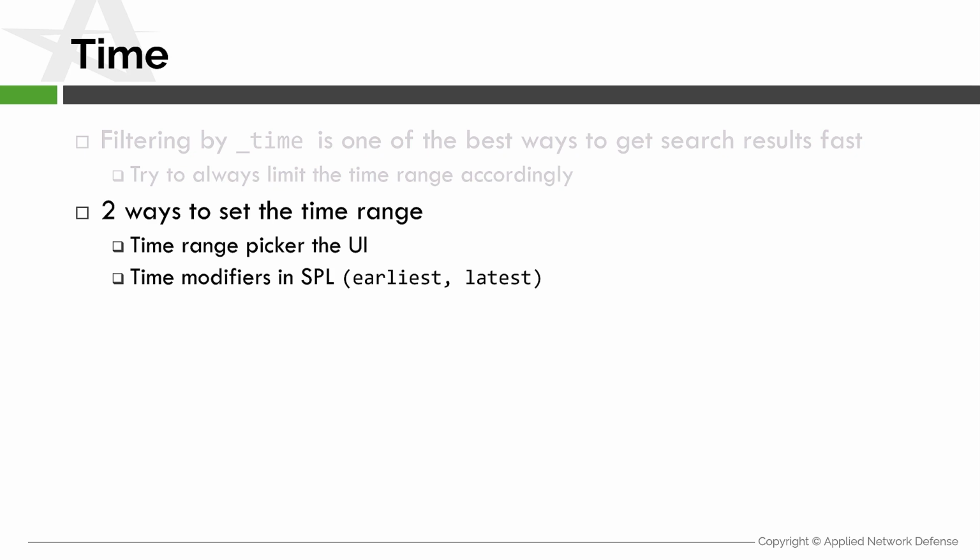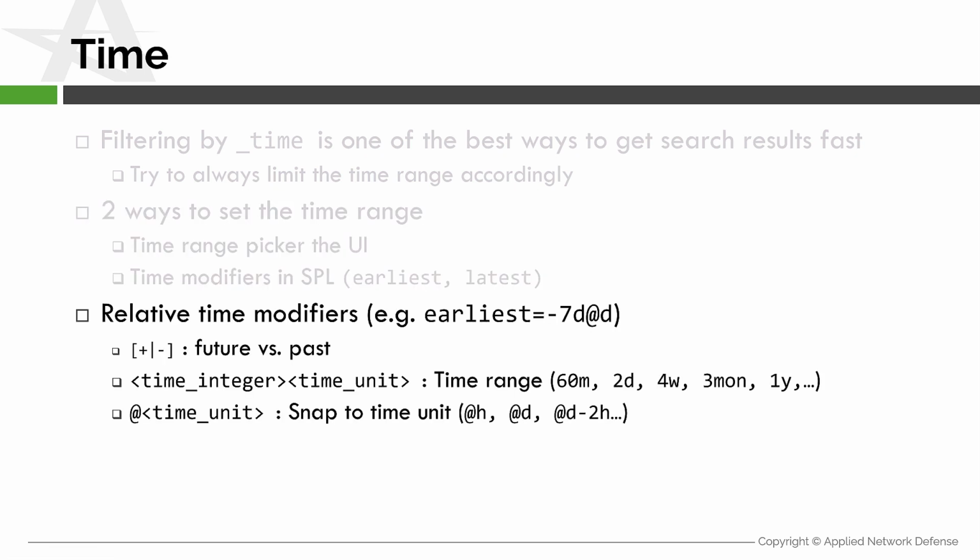So directly in your query you can use the earliest and the latest keywords and specify exactly at what date and time the time range should start and end. When we make use of the earliest and the latest time modifiers, we have two options. First, using a relative time notation, and second, using an absolute time notation. So first, let's have a look at the relative time modifiers.